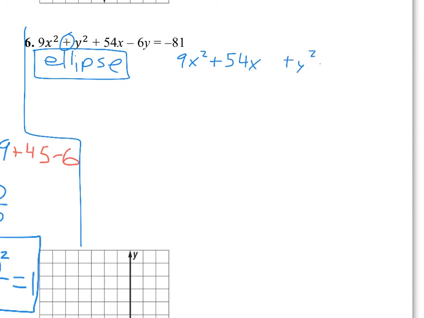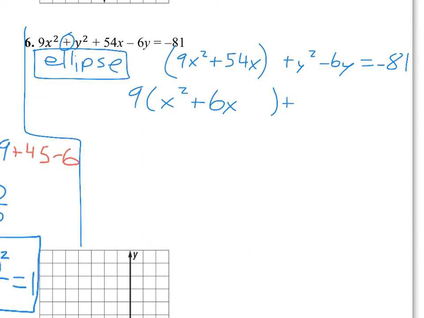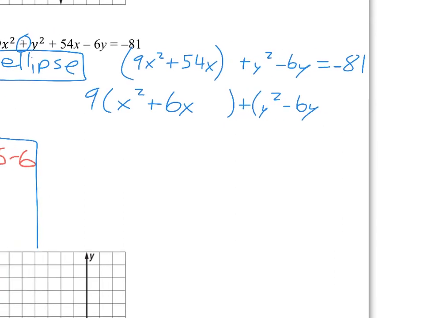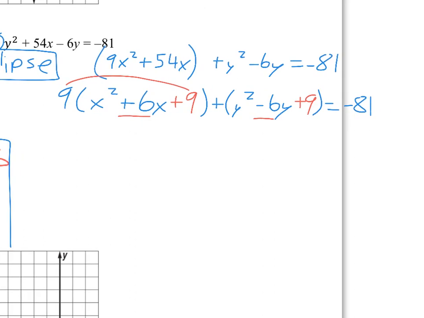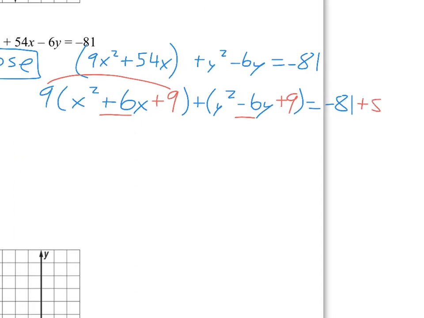put the y's together, take out a 9 for the x's, 54 divided by 9 is 6. Alright, so now let's complete the square. 6 divided by 2 is 3. 3 squared is 9. Negative 6 divided by 2 is negative 3. Negative 3 squared is 9 again. This 9 is really an 81. And this other 9 gets multiplied just by 1.